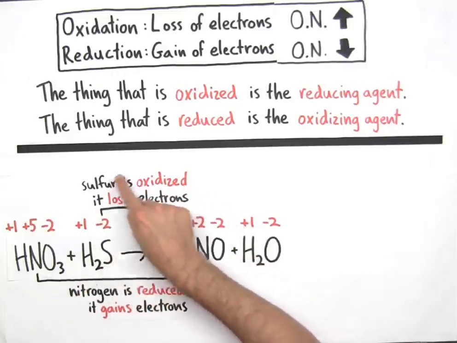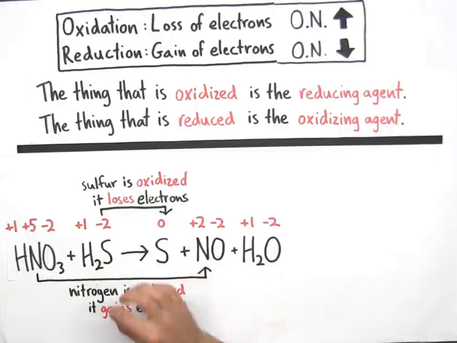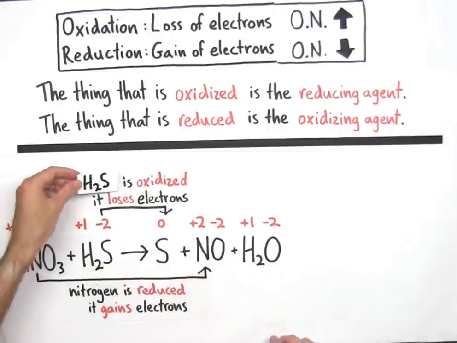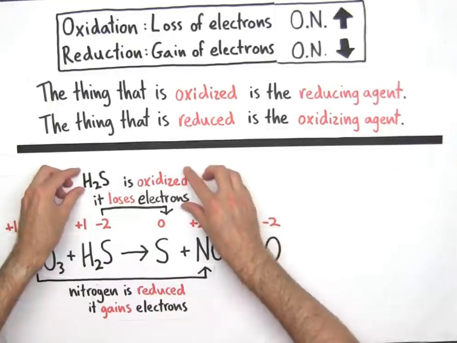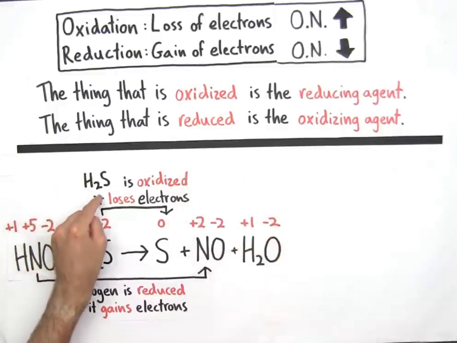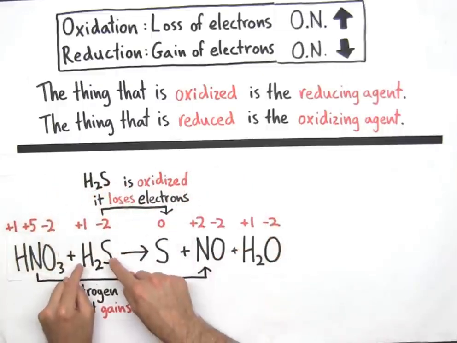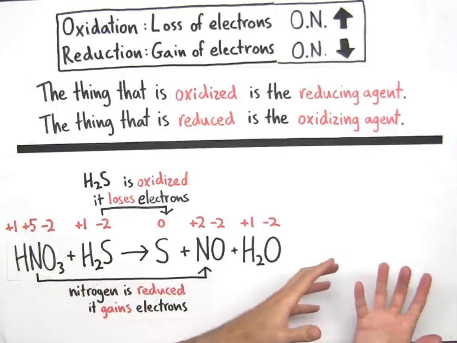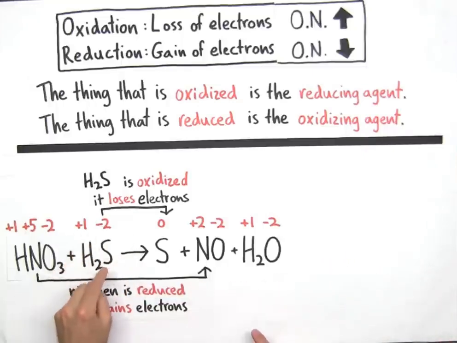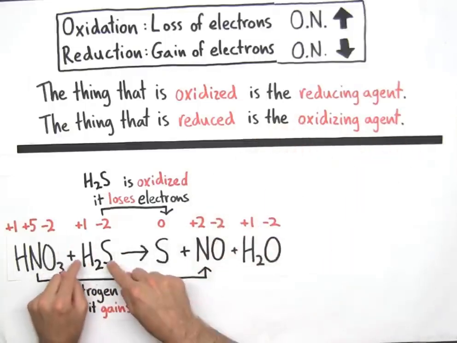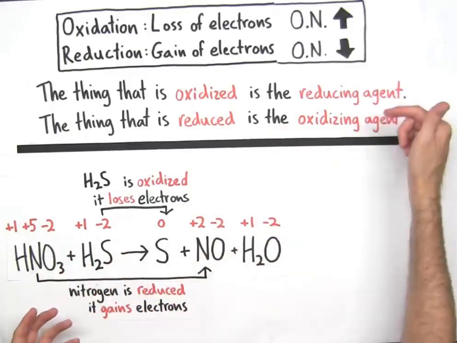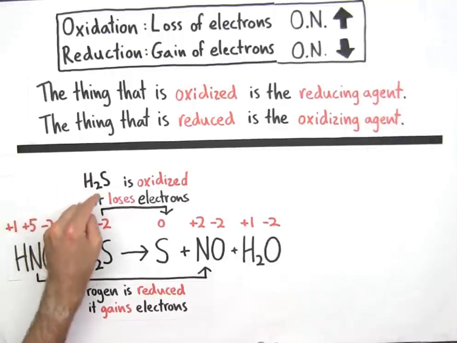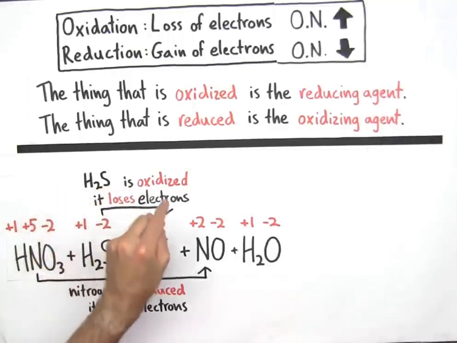So I'm saying here that sulfur is getting oxidized, totally true. But we also probably want to say, in problems like this, that really H2S is being oxidized. Sulfur is losing electrons, but sulfur is part of H2S. So H2S as a whole is losing electrons. So that's what we're going to say for this oxidizing, reducing agent thing. We're going to say that it's H2S that's getting oxidized.